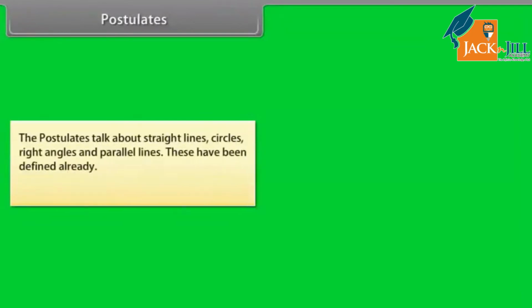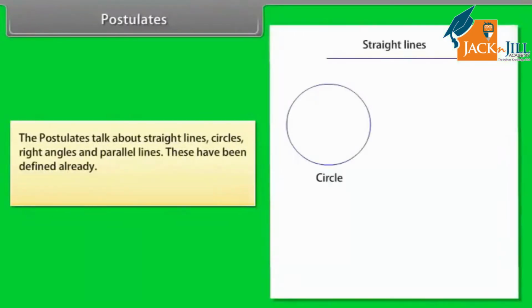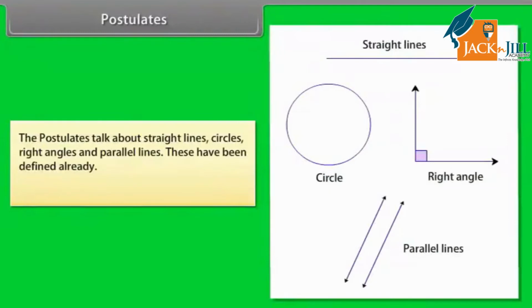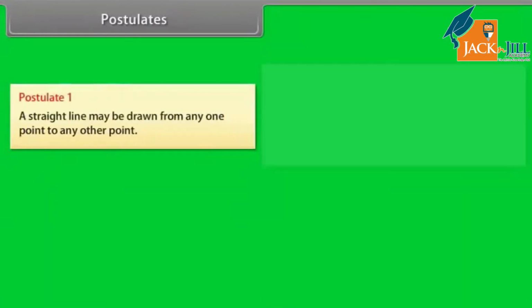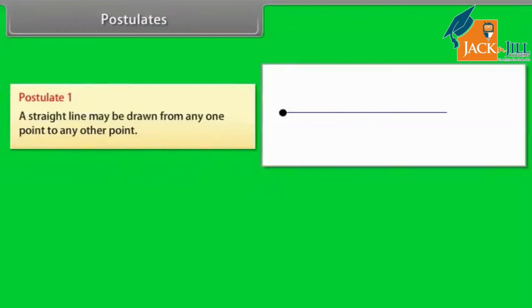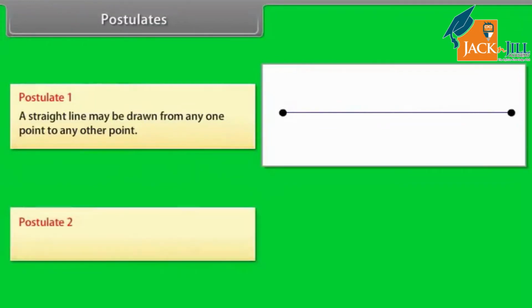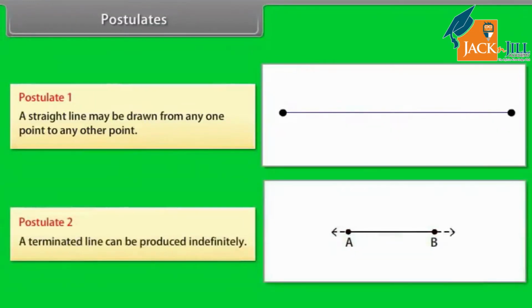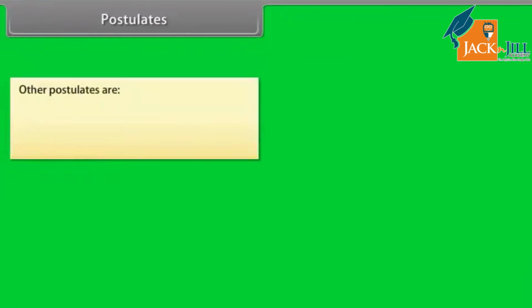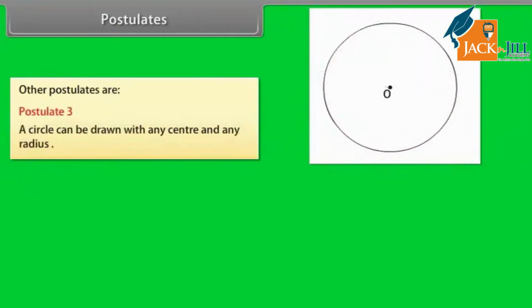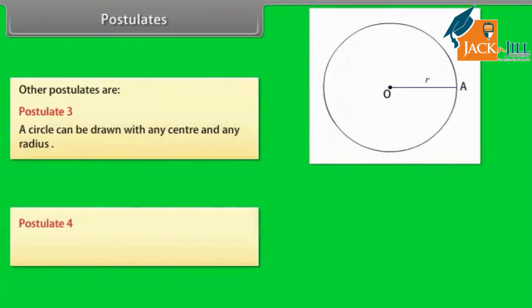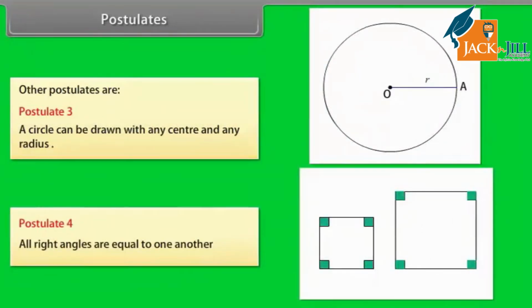Postulates. The postulates talk about straight lines, circles, right angles, and parallel lines. These have been defined already. Euclid's postulates are 5 in number. First postulate: a straight line may be drawn from any one point to any other point. Second postulate: a terminated line can be produced indefinitely. Other postulates are: postulate 3, a circle can be drawn with any center and any radius. Postulate 4, all right angles are equal to one another.